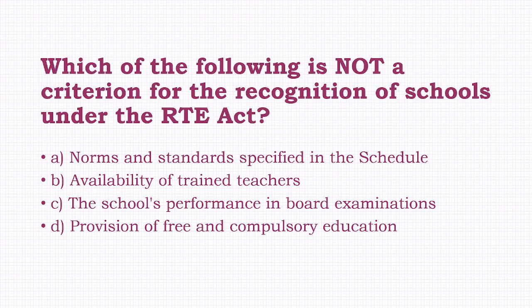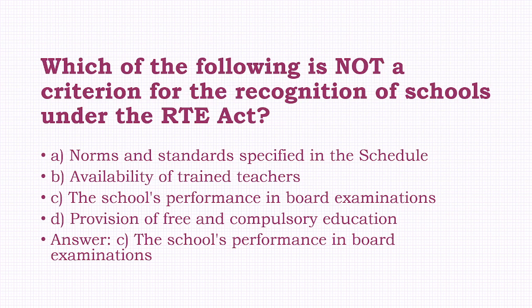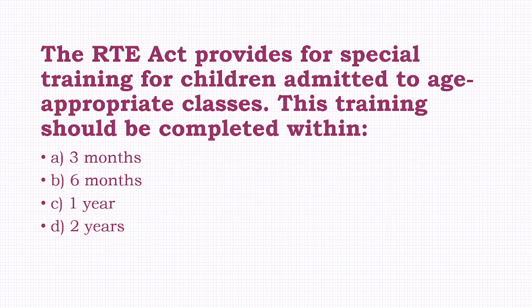Which of the following is not a criterion for the recognition of school under RTE Act? Options: norms and standards specified in the schedule, availability of trained teacher, the school's performance in board examination, provision of free and compulsory education. Answer of this question is option C, that is the school's performance on board examination.